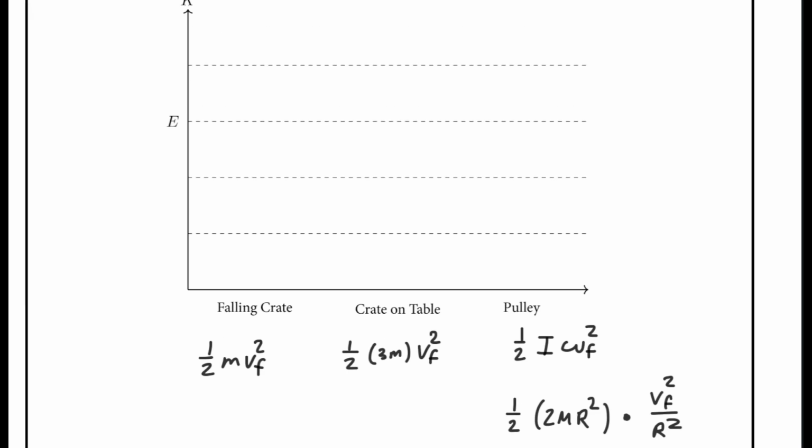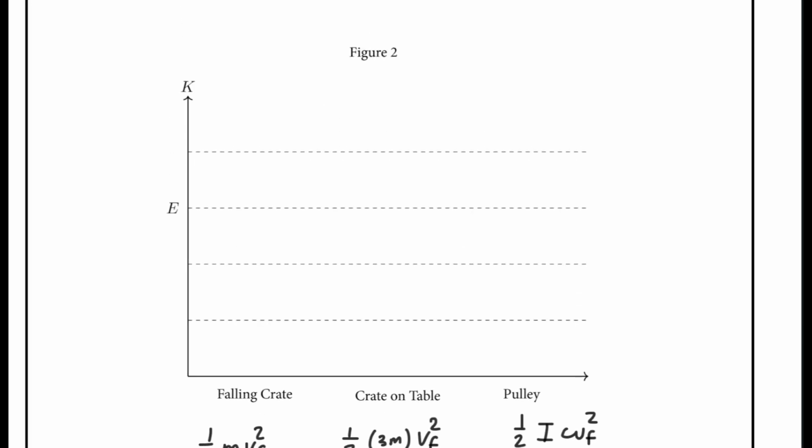So for my bar chart, I see these are split by thirds. So my falling crate has 1/2 of a third of energy. My pulley has 1/3 of the initial starting energy. And my crate on the table has the remaining 1/2. So that might be something closer to this.